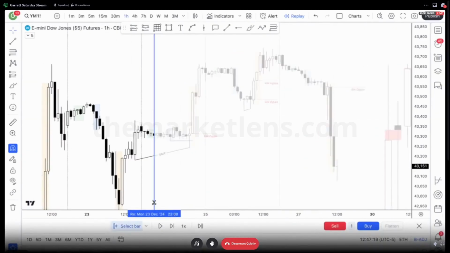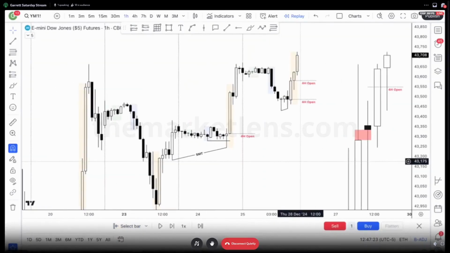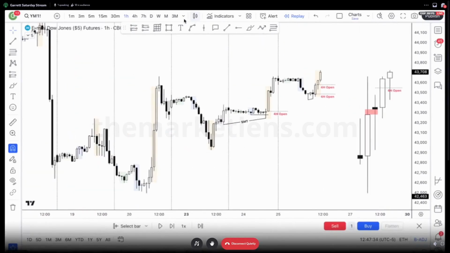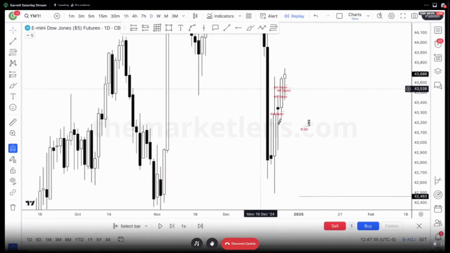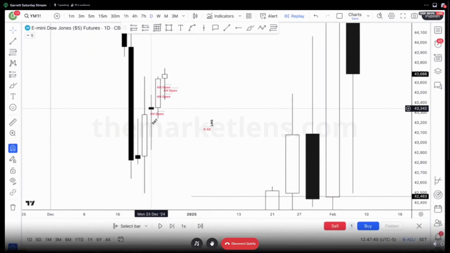So let's go over these two first here. So again, the low of the day created by manipulation, paired with an SMT and a driver, both of these days. So when I go here, I go to the daily chart here. Let's just go over this really quick. You manipulate this low, right? And then we open up a new week here.